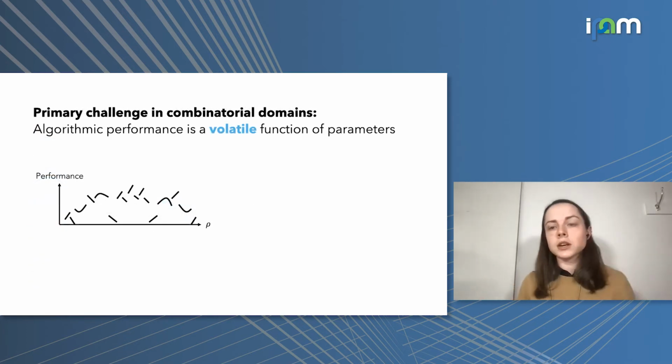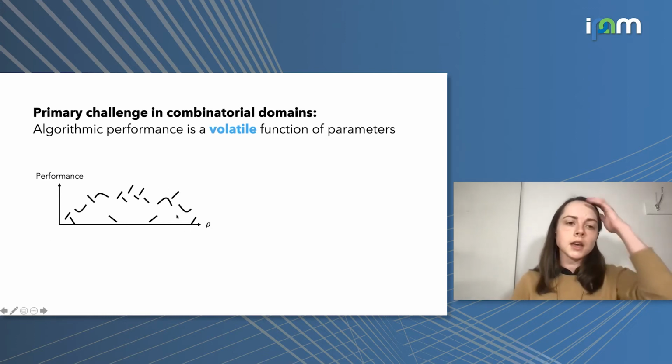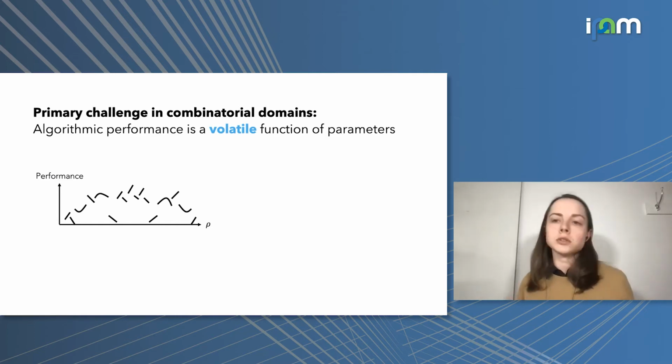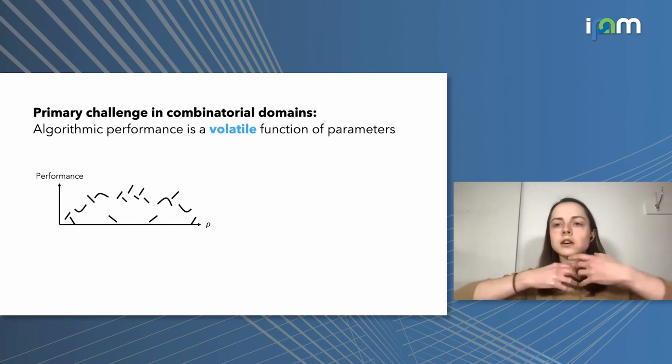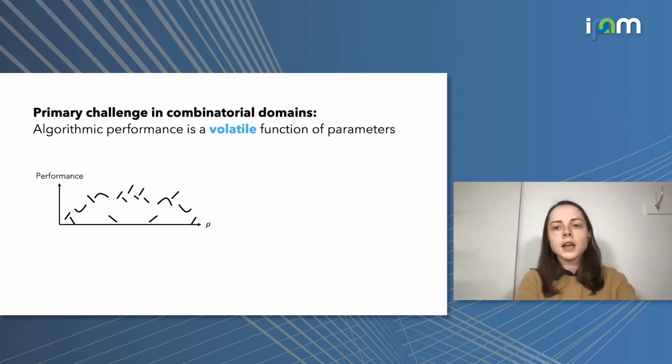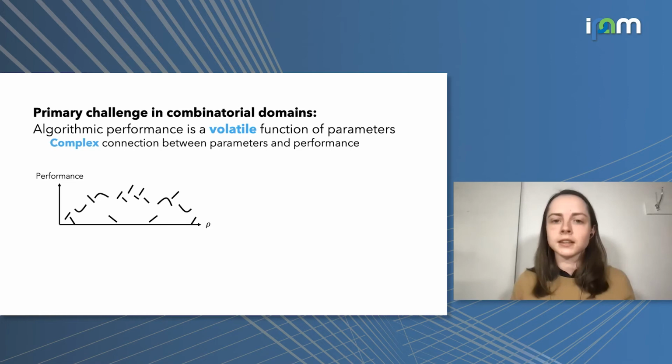And let me highlight one of the key challenges in providing provable guarantees in these combinatorial domains, which is that these algorithms' performance is just a notoriously volatile function of its parameters. So you could imagine we're tuning some parameter here, rho, along the horizontal axis, and we're measuring the algorithm's performance, so its runtime or its solution quality, as a function of the parameters. And it's a really volatile function. And intuitively, this is because in these combinatorial domains, if you just tweak the algorithm's parameters by a little bit, you can cause a cascade of changes in the algorithm's behavior, and therefore these jump discontinuities in its performance. So overall, there's just a really complex connection between the algorithm's parameters and its performance on any given input.